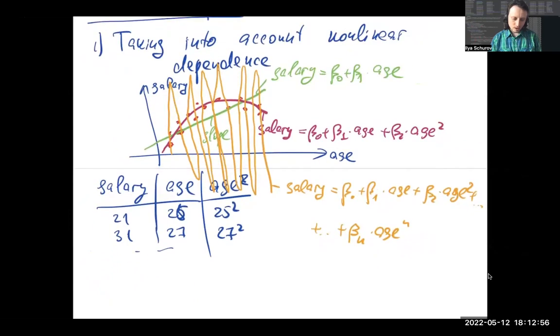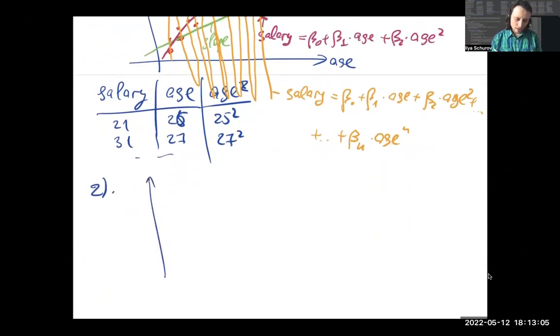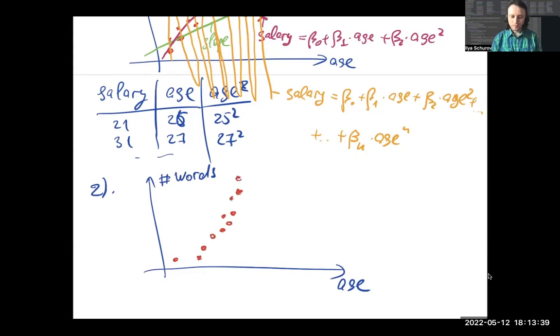And another way to take into account nonlinear dependence is the following. Again, if we are speaking about salaries, it is possible that this, okay, not salaries, let us discuss something like the number of words that a particular person knows at a particular age. And it is really possible that the dependence that we are looking for looks like this one. So it is possible, for example, that at early stages of language acquisition, people increase their vocabulary, number of words they can use. They increase it not with linear rate, but with exponential rate.